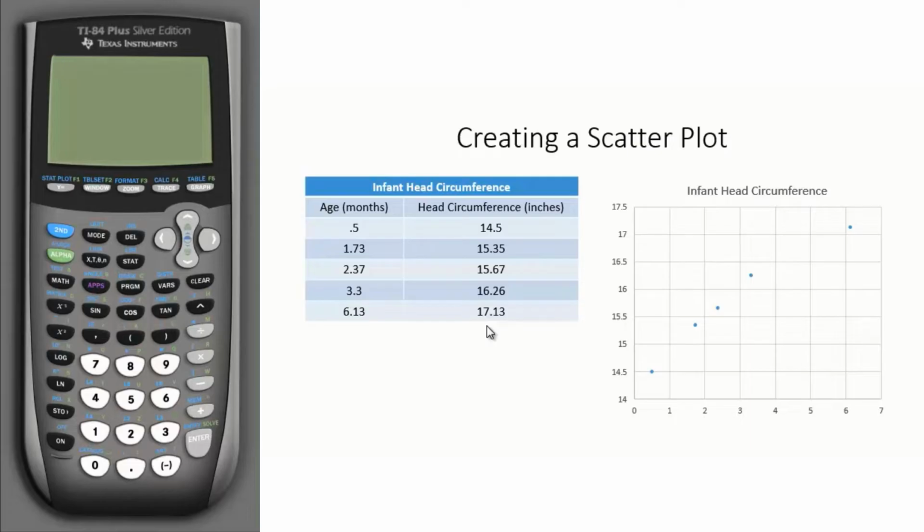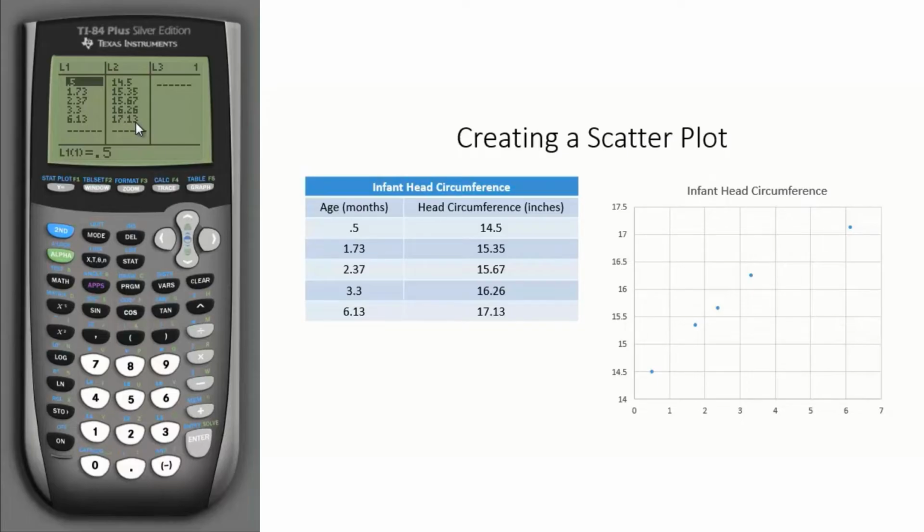Our first step is to create a scatter plot of the data, like the one shown here to the right. To do that in our calculator, we will go to Stat and Enter, and we will enter our X values of the infant's age in months into list 1, and enter our Y values of the infant's head circumference in inches into list 2. Once we've done that, then we want to view our stat plot.